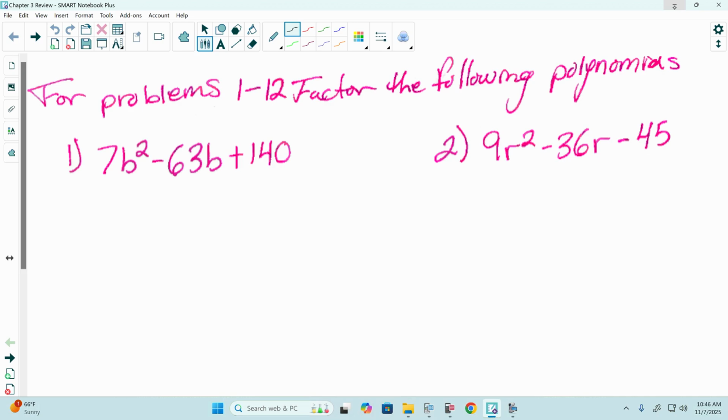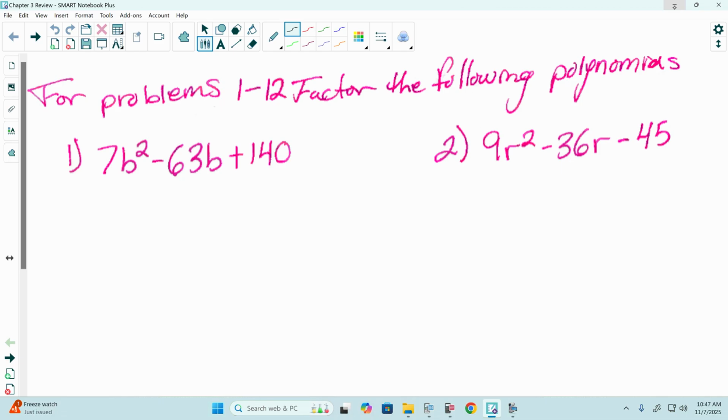Now, problems 1 through 12. Factor the following polynomials. Factor the following quadratics. We want to factor it. And our steps for factoring, when we're not solving, just factoring. 1, we look for greatest common factor. We look to see if there's a number or term that can go into each of the terms, or all 3 of these here. And if the number in front of the variable that is squared, our b squared or x squared, we factor it out too.